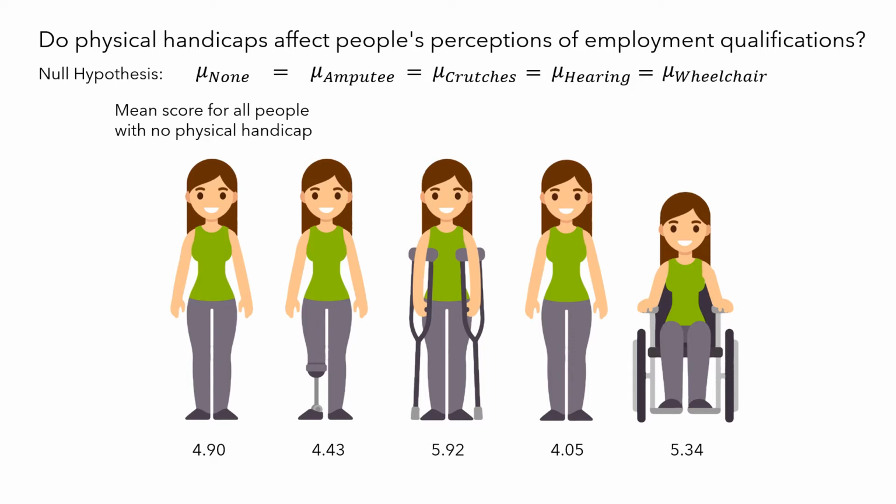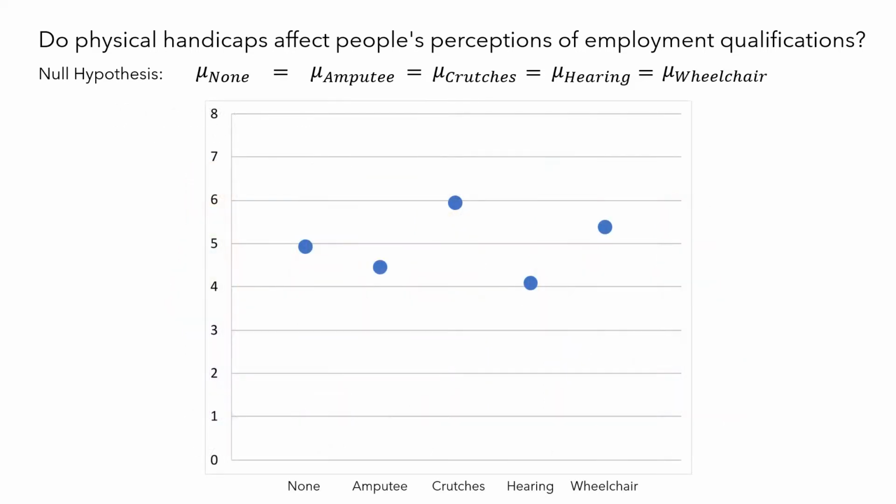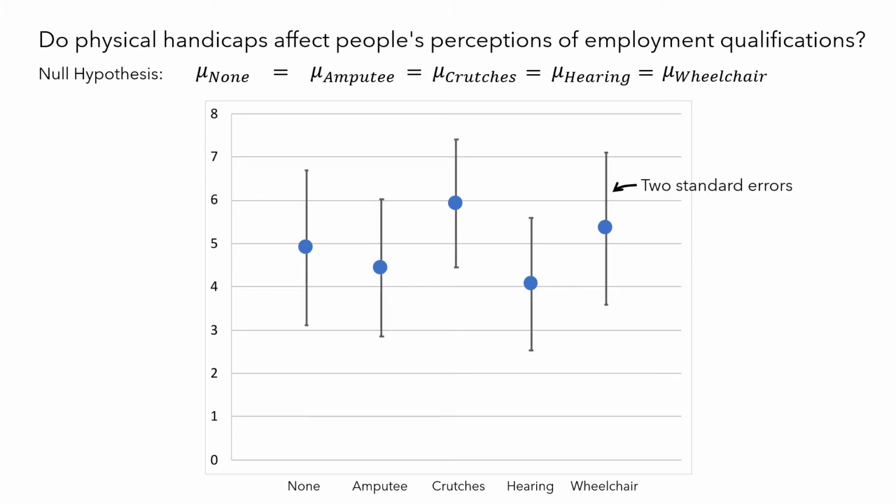Let's start by looking at a graph. Here is a graph of the mean scores. There appears to be quite a bit of variation between these sample means. And the dot for having crutches looks like it's higher than the others. But let's also think about the amount of variation within each group. The length of these bars corresponds to 2 standard errors above or below the mean, roughly the width of a 95% confidence interval. That is, these bars represent how much variation we'd expect to see from sample to sample within each population. And it looks like there is quite a bit of variation.